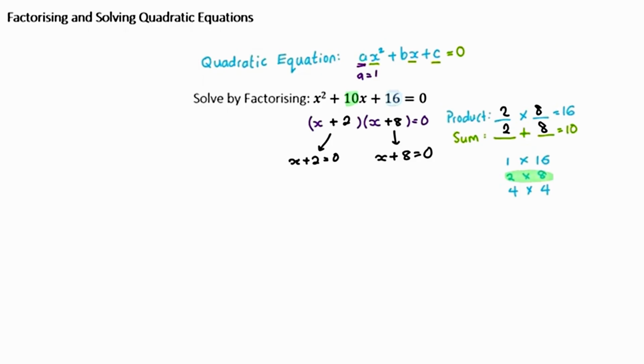So if x plus 2 is equal to 0, that means x in the first bracket would have to be minus 2. And if x plus 8 is equal to 0, that means x is equal to minus 8. We should always remember that in a quadratic equation, we will always have two solutions. So what we have done here is we have first factorised the equation by putting it in the bracket form, and then used this factorised form to solve the equation to get solutions for the unknown letter.